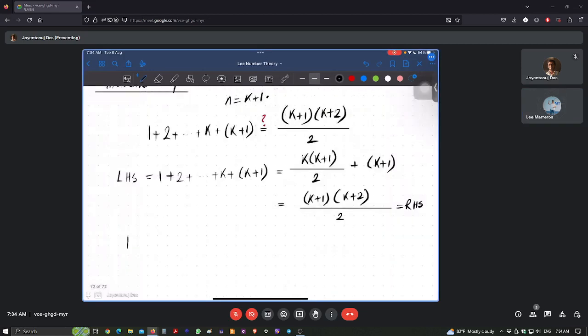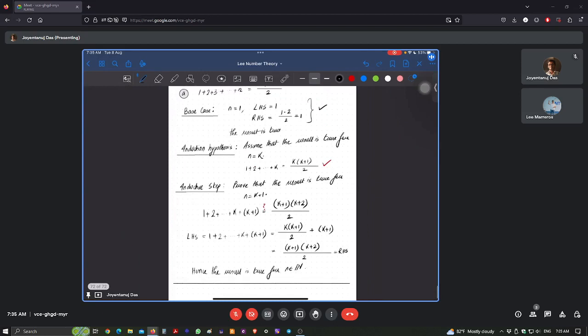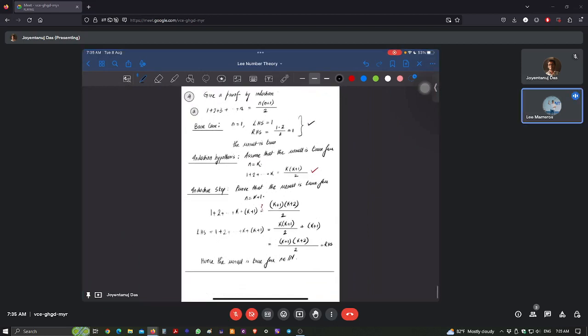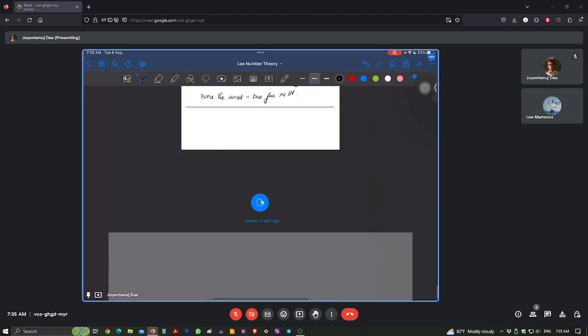The result is true for n belonging to natural numbers or integers. See the steps. Is it clear? Yeah, more or less. Right, so let us try the next part. This one you can try, then we'll get more clarity.